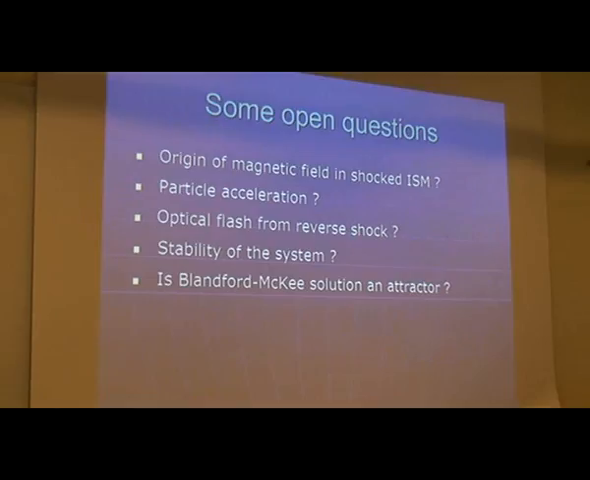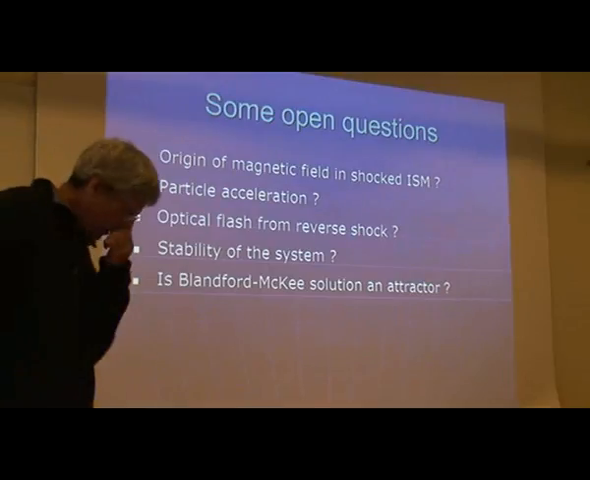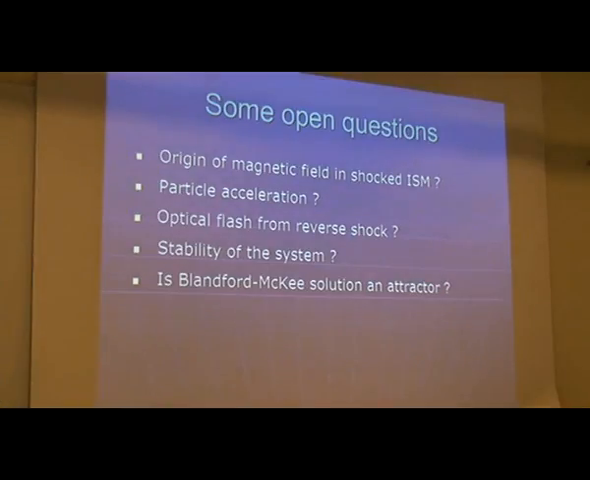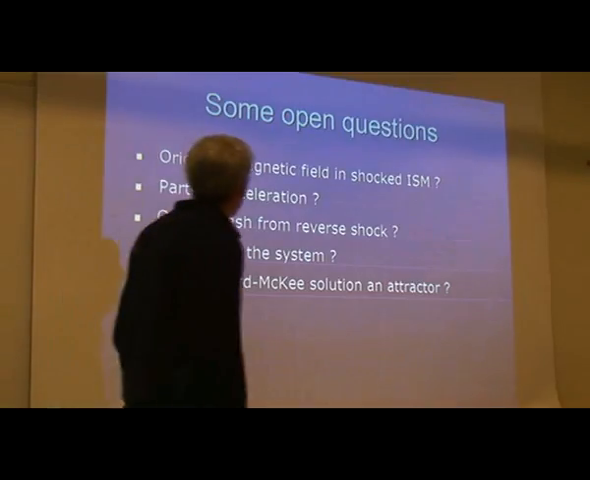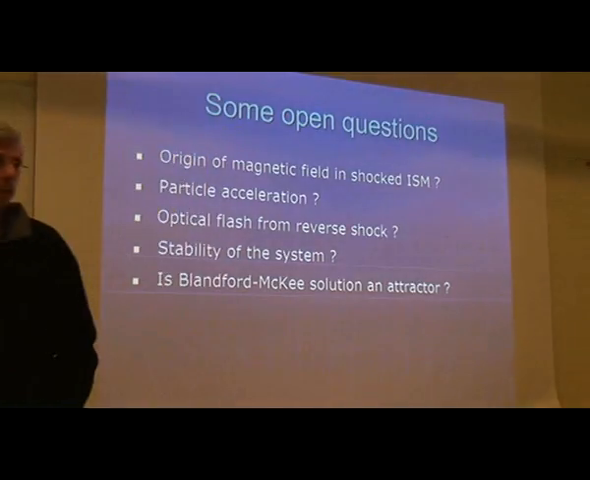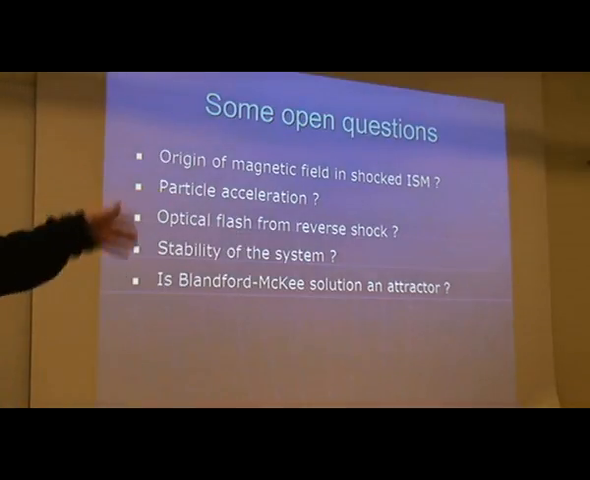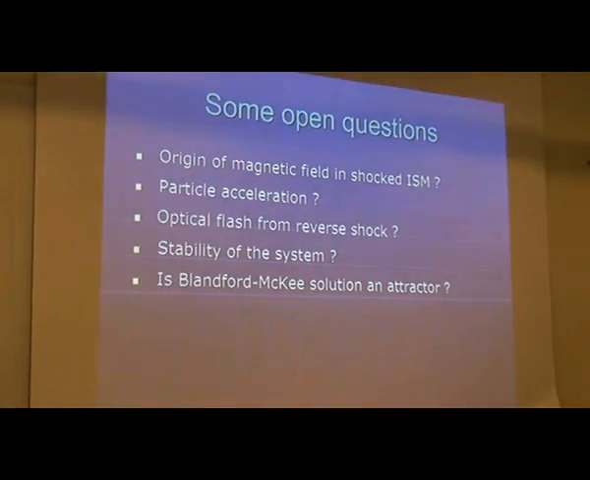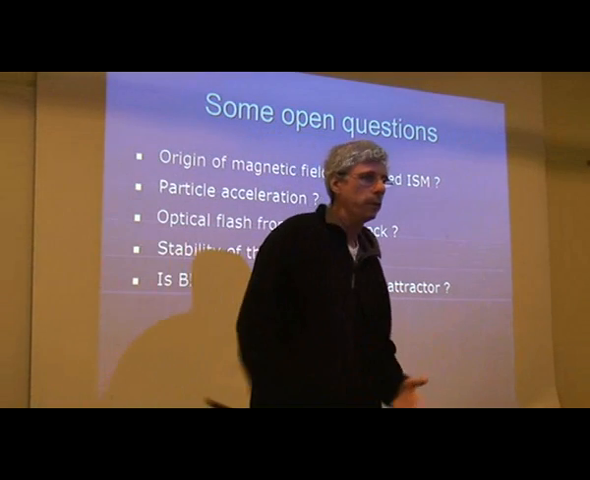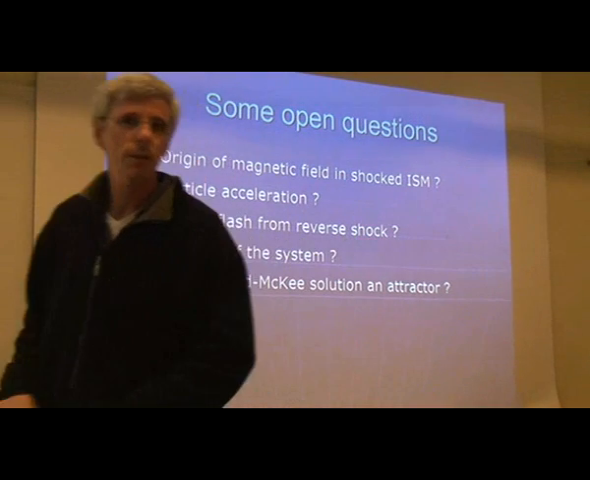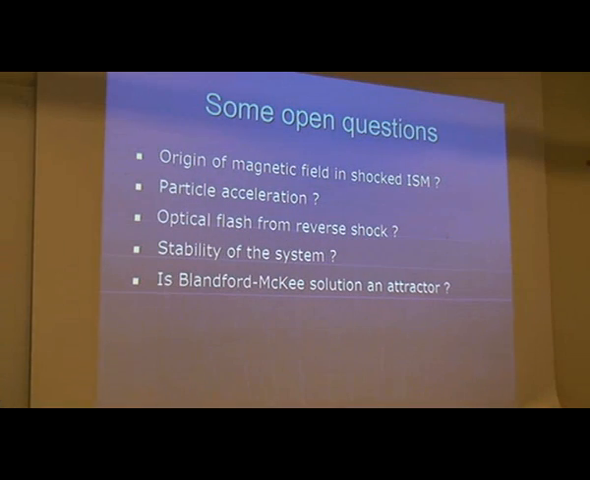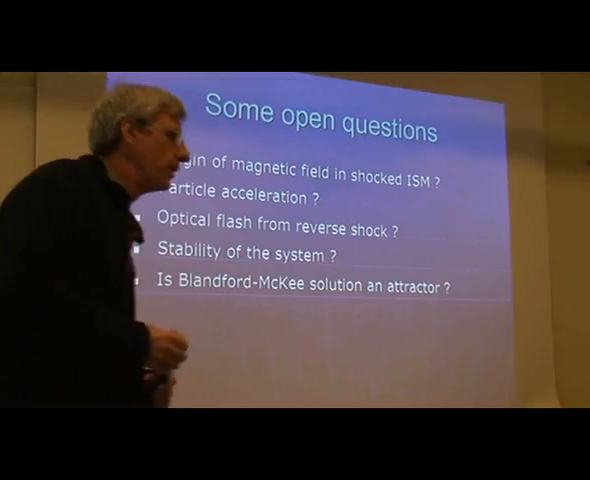So there are some open questions still. And we've heard quite a bit about some of these questions during this program. For example, what is the origin of the magnetic field in the shocked ISM region? We see emission, and Eli can tell you all about it. And of course, if you just compress the ISM field, you get nothing. There's a Lorentz factor involved, but overall it's a factor of 2.